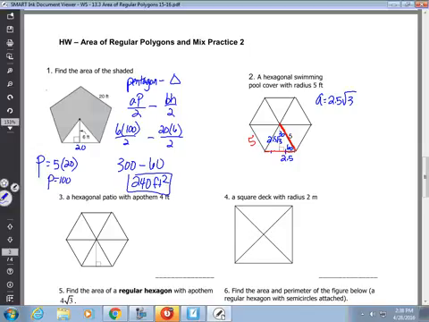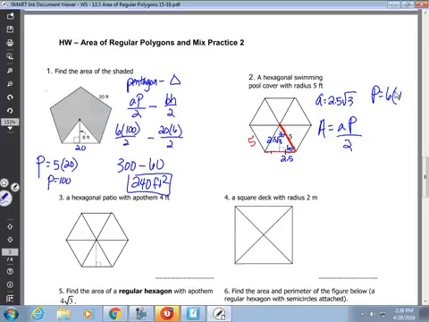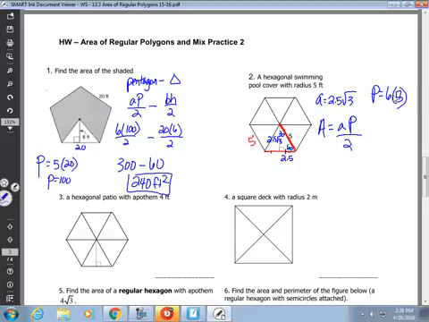So the formula is apothem times the perimeter divided by 2. So you need to calculate your perimeter by taking 6 times our 5, which is the length of our side. We get 30 there, and now we can plug it in. So I've set you up to finish this one.